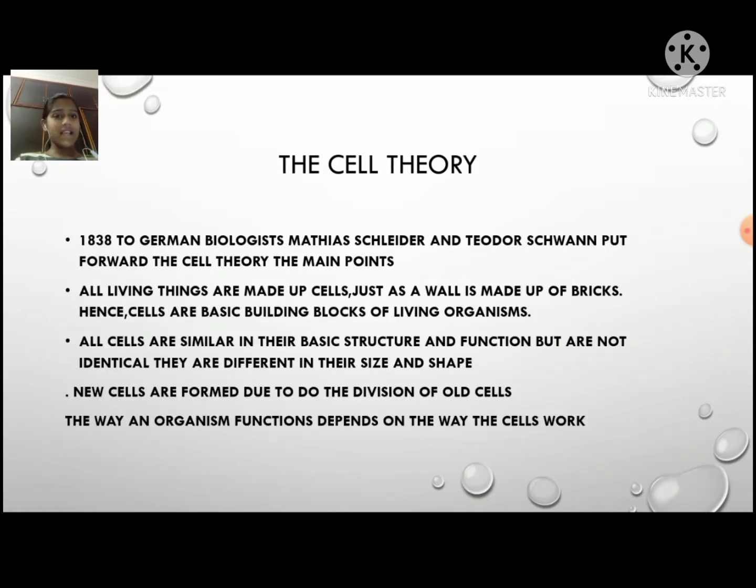Next is the cell theory. In 1838, two German biologists, Schleiden and Schwann, put forward the cell theory. There are some main points from the cell theory. All living things are made up of one or more cells, just as a wall is made up of bricks. Hence, cells are the basic building blocks of living organisms.